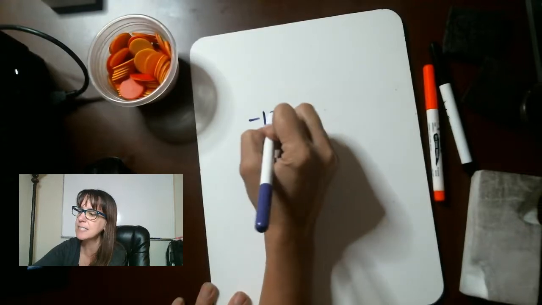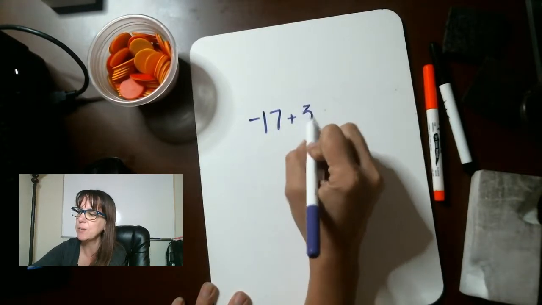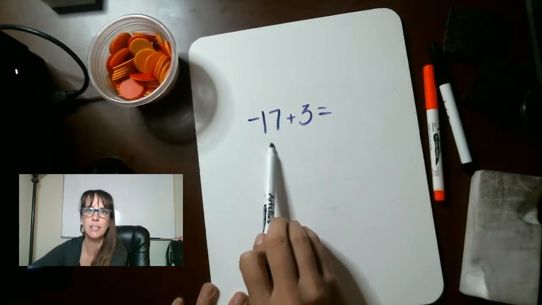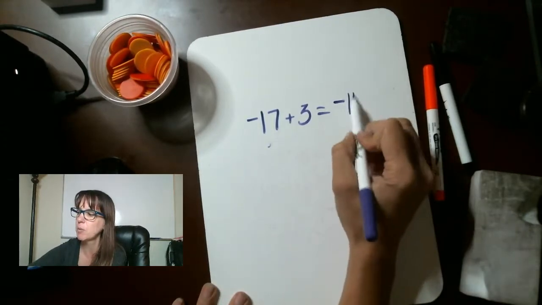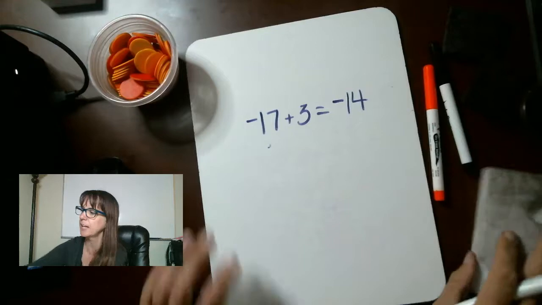We've got -17 plus 3. Which team is larger? Looks like our negative team has a lot more players. By how many? 14. By 14, okay?